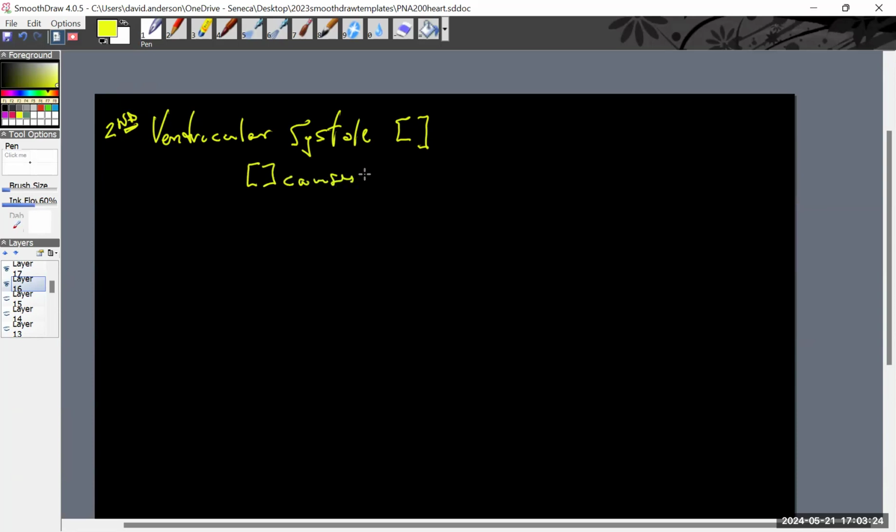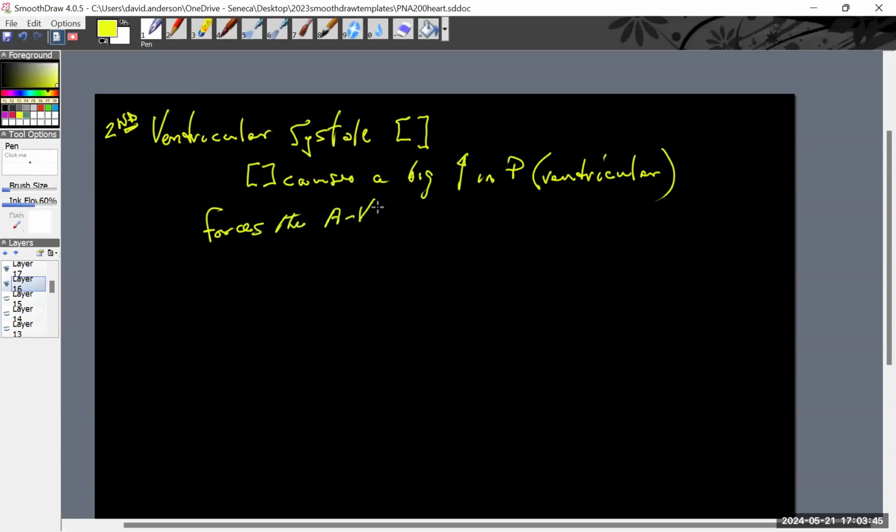So when the ventricles contract, that contraction causes a big increase in pressure within the ventricle. And that forces the AV valves to snap shut.